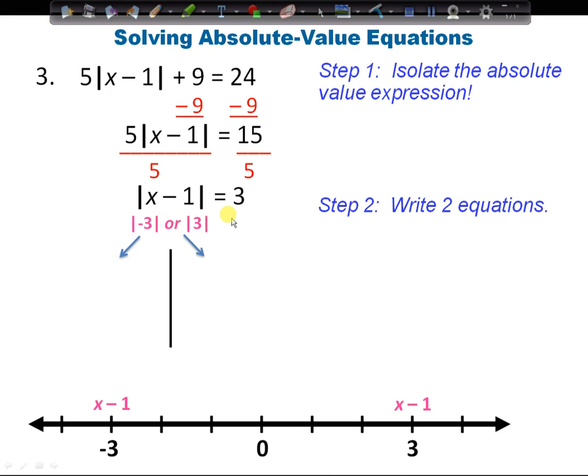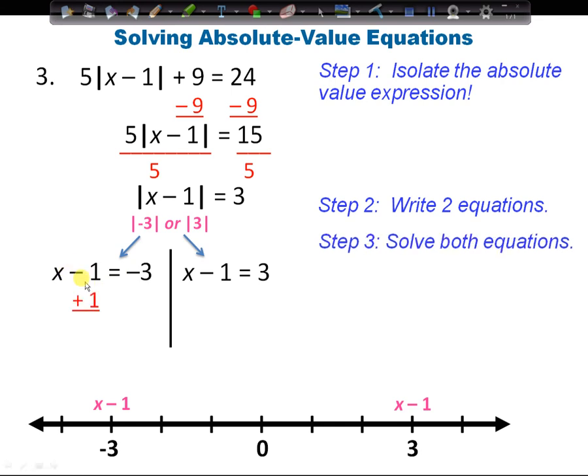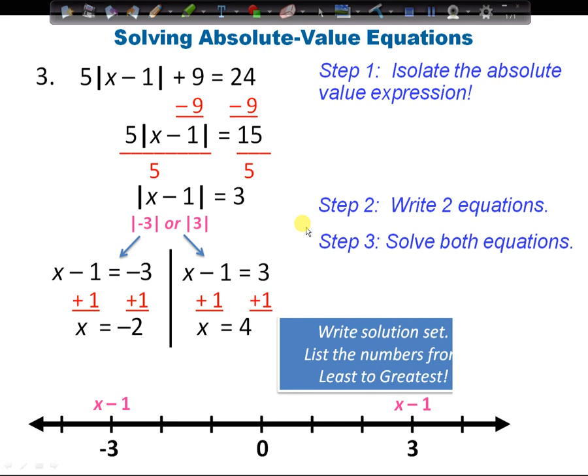So when I set this up, I'm going to say x minus 1 equals -3, and x minus 1 equals +3. We're going to solve each one of these. This one I'm going to move minus 1 by adding 1 to both sides, and I get x equals -2. On this side I'm going to add 1 to both sides, and 3 plus 1 is 4, so x equals 4. So our 2 answers are -2 and 4. We're going to write our solution set and list the numbers from least to greatest in our braces, or as I like to call them, our squigglies. They need to be in order from least to greatest, so -2, 4.